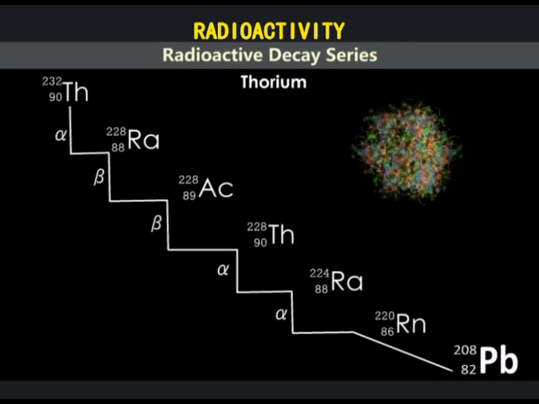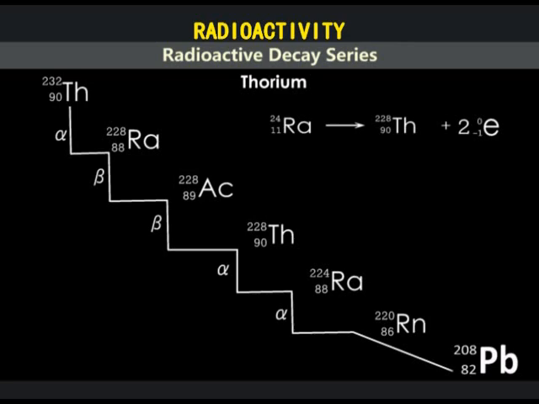From this series, you notice that two similar particles can be released in succession to form a new nuclide. For instance, radium-228 undergoes two successive beta decays to form thorium-228. This equation can be summarized as shown on your screen. Thorium-228 undergoes 2 successive alpha decays to form radon-220. These can be written as shown on your screen.